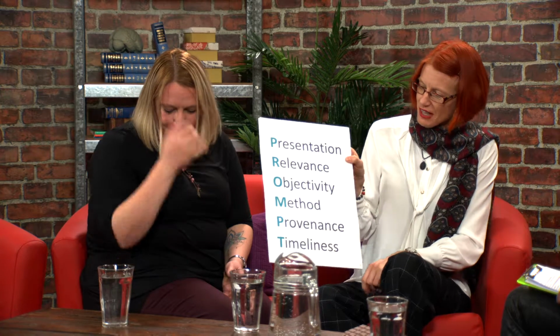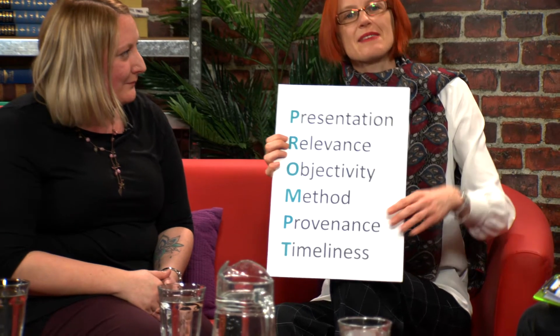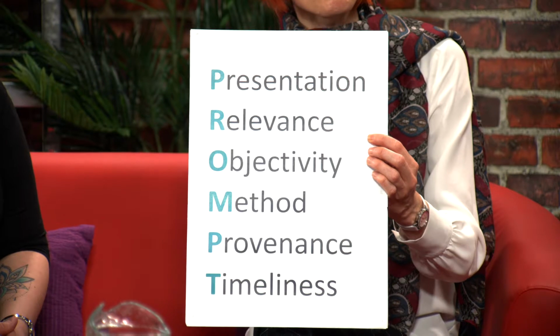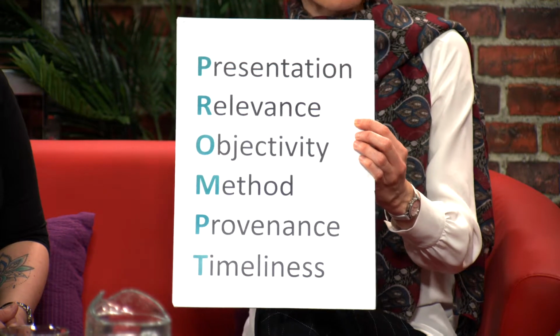Yeah. And can I just point out, we're not going into this today, but there is also another framework which is a little bit more detailed, which is particularly useful for articles, peer-reviewed articles, longer articles, and that is the PROMPT framework. So you actually have presentation, relevance, objectivity, method, provenance, and timeliness, and that makes it a little bit more detailed, and you can actually analyze it in more detail as well if you're actually using this for your journal articles rather than the websites.